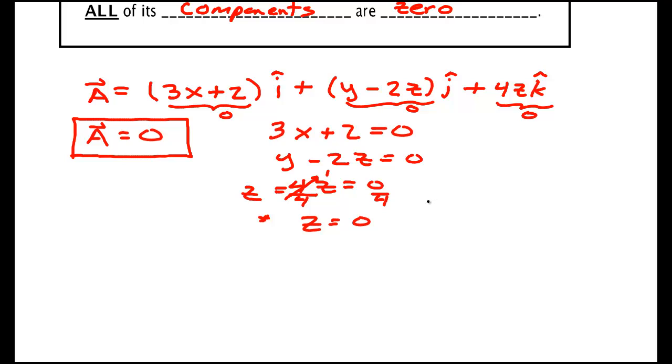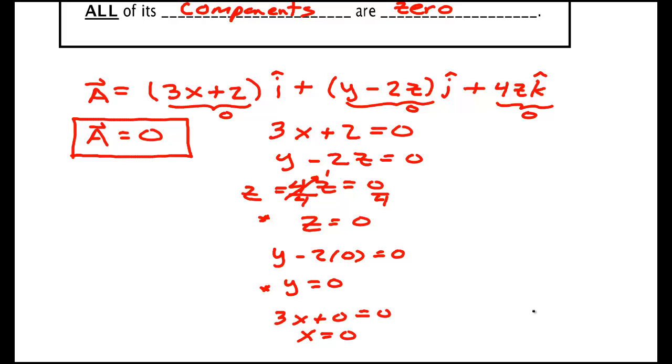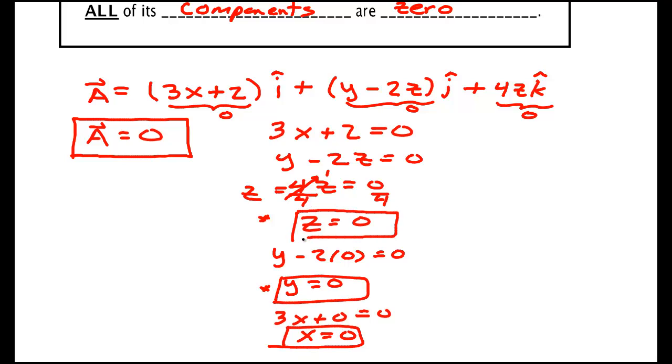You create crazy ones. And when you look up here, you can now take this 0 and put it in here, and you get y minus 2 times 0 is 0. So that means y is 0. So I now know that fact. And on this, I have 3x plus 0 is 0, which tells me x is 0. So in fact, I know x is 0, I know y is 0, and I know z is 0. In fact, the only place where this vector would be 0 is at the origin. That's what I get out of this equation.